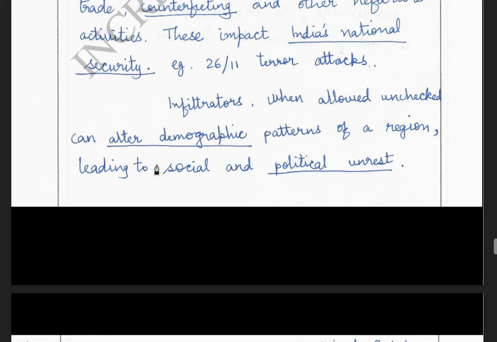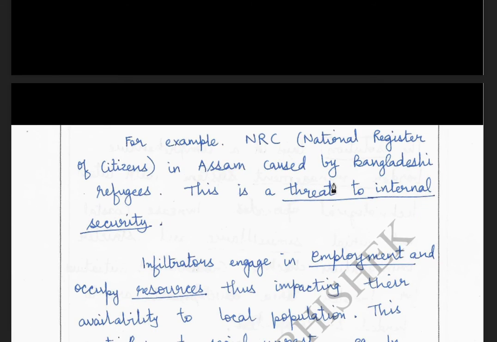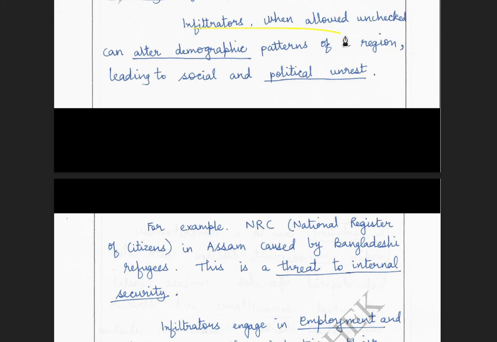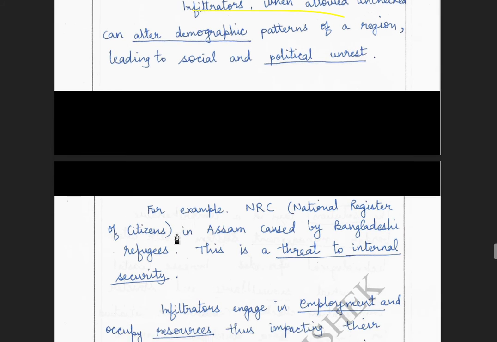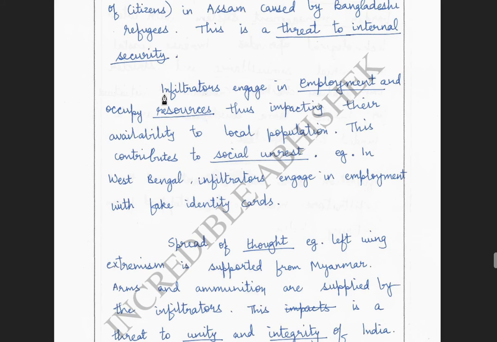Infiltrators, when allowed unchecked, can alter demographic patterns leading to social and political unrest. For example, NRC in Assam caused by Bangladeshi. This is a threat to internal security. Now you see, in this paragraph, infiltrators allowed, with political unrest, and he gave a very good example of NRC in Assam. Now NRC in Assam everyone knows, and it is caused by Bangladeshi refugees. People will stop here. This is a threat to internal security. This shows the examiner that I am relating this to the topic asked. That is very important in the essay.